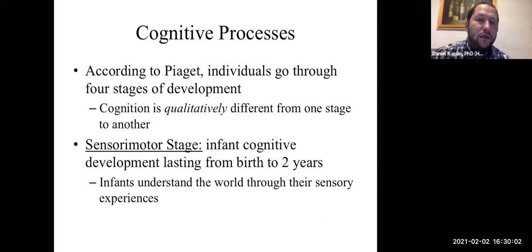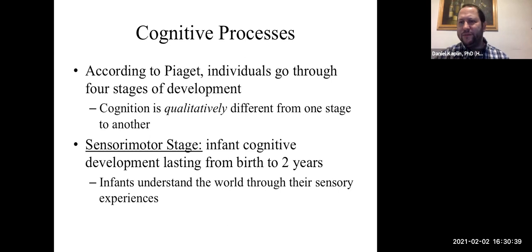All right. So according to Piaget, we go through 4 stages of development, forgive me. And the 4 stages are sensory motor, pre-operational, concrete operational, and formal operational thought. Now, for the purpose of this lecture, we are only going to talk about sensory motor development, and that occurs between birth to 2 years old, according to Piaget.